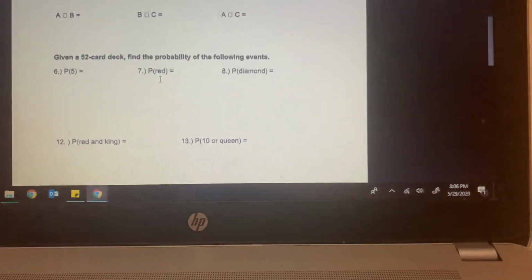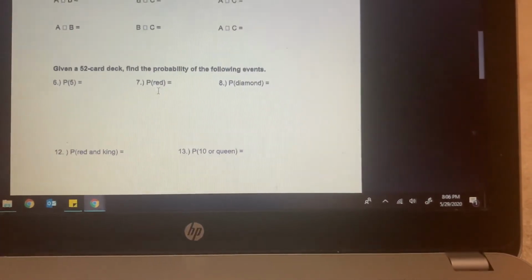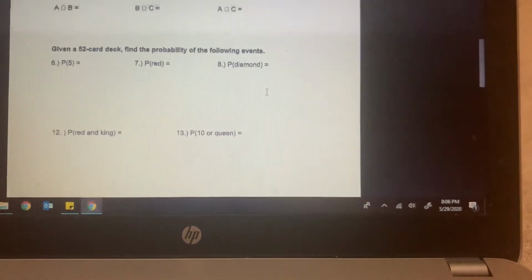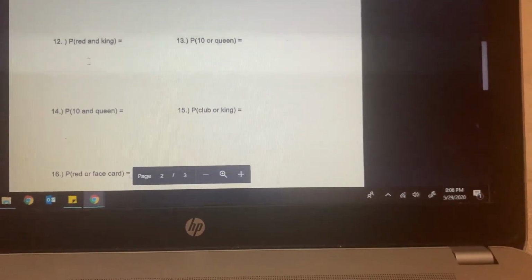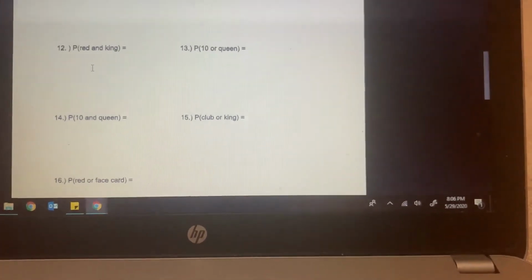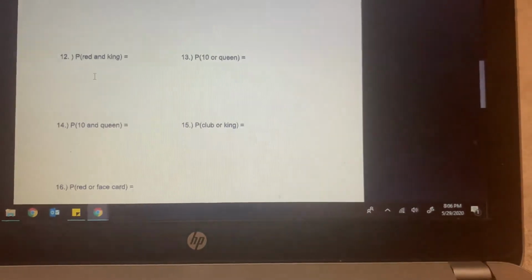How many red are in a deck? Well, there's 13 diamonds and 13 hearts. That's 26 out of 52. How many diamonds? That's 13 out of 52. What's the probability you pull a card out of a deck and it's red and it's a king? Well, there's the king of hearts, there's the king of diamonds. So that's 2 out of 52.